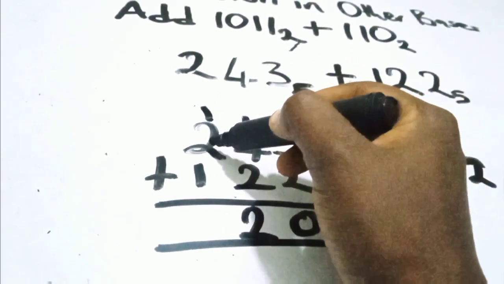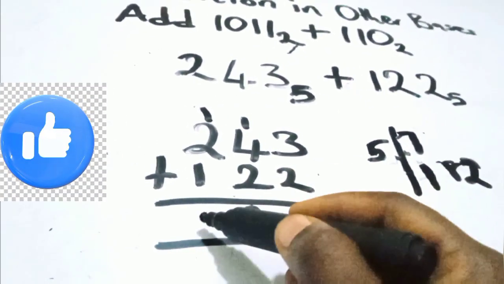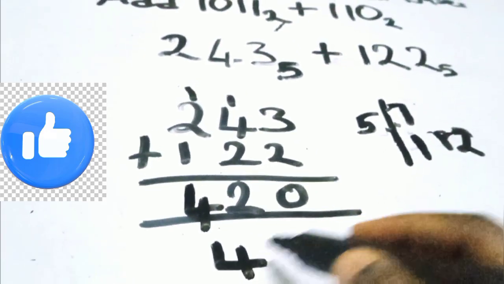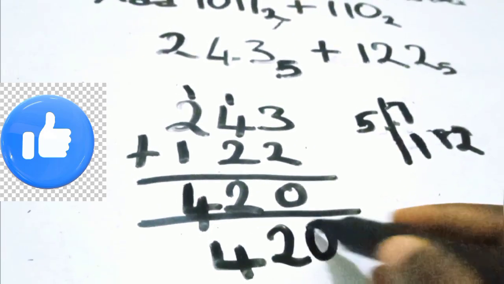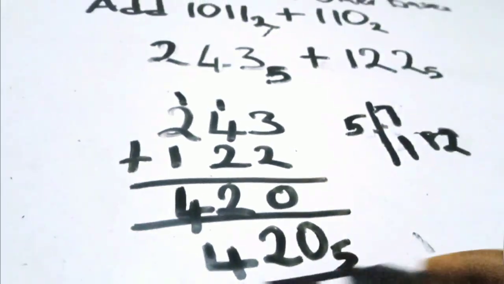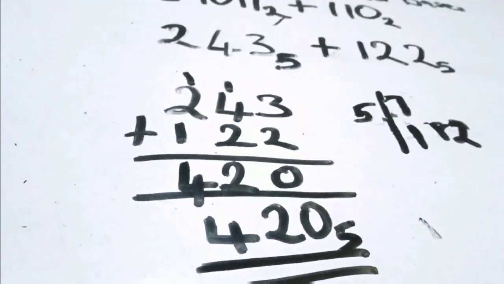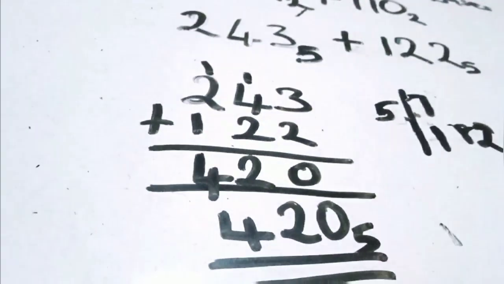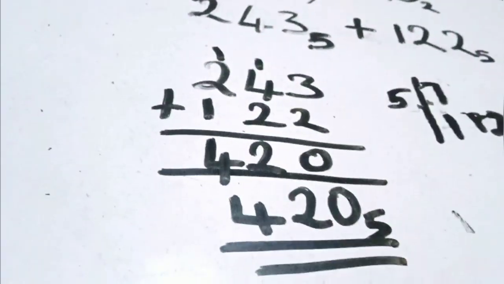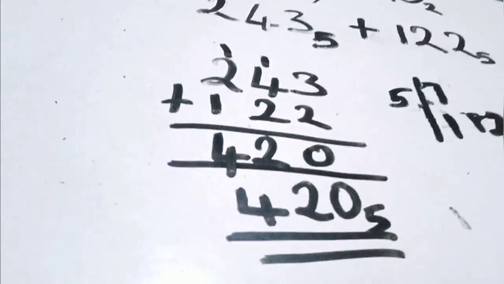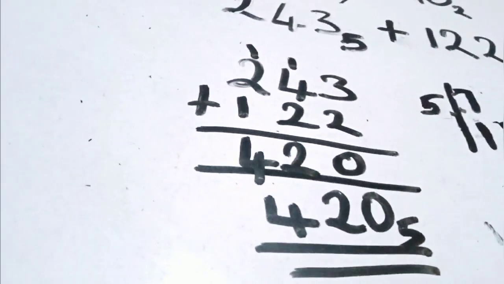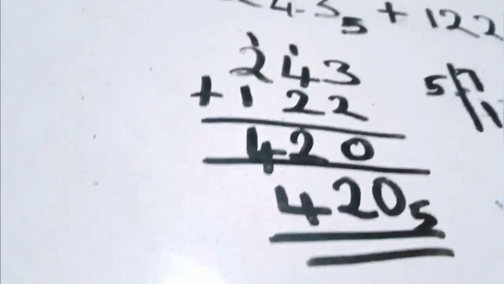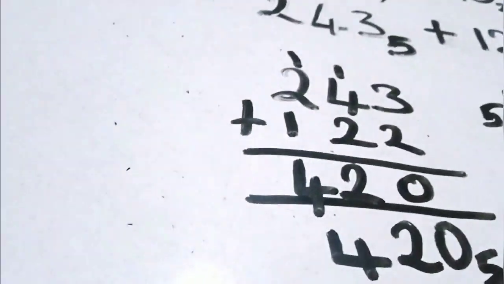1 plus 2 is 3, plus 1 is 4. So see our final answer: 420 base 5. That's the answer. It's very, very simple. It's the way we add in decimal, where once we have 10 or 11, you put down 0 or 1 and carry the other one. That is what you do. Remember, no digit will be bigger than the base.